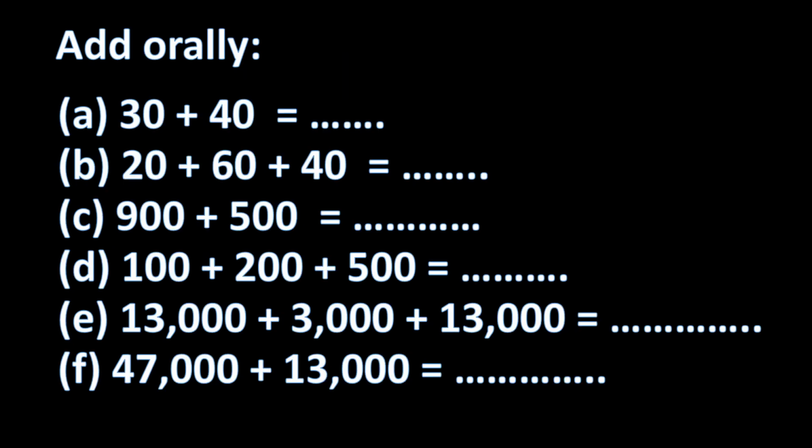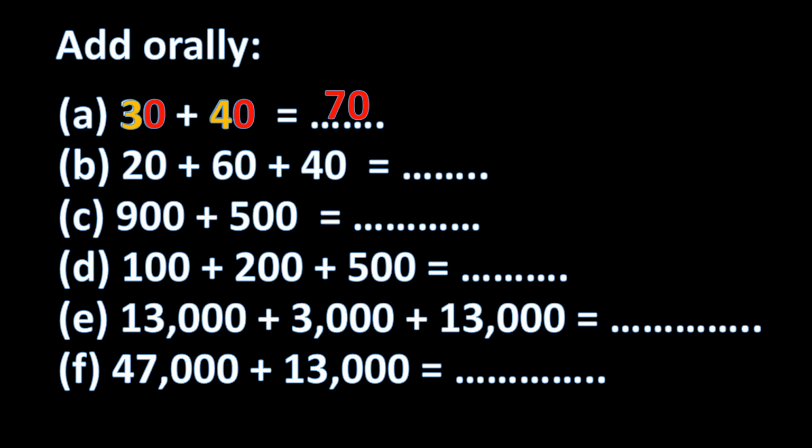Let's practice this one. Add orally. Question number A. 30 plus 40 is equal to dash. First, look in the ones place in 30 and 40. We have 0, and 0 plus 0 is equal to 0. Now look in the tens place. We have 3 plus 4, which is equal to 7. So the answer is 70.